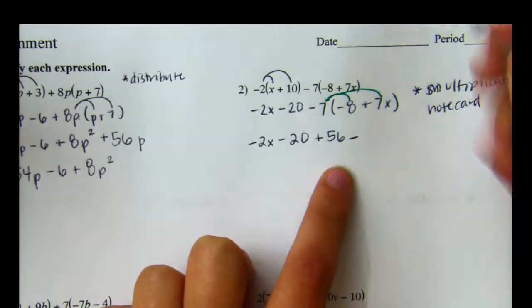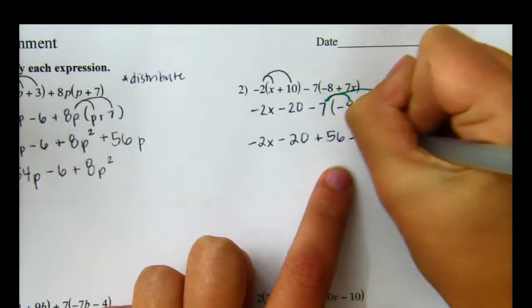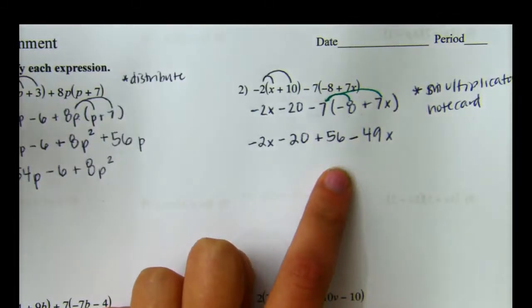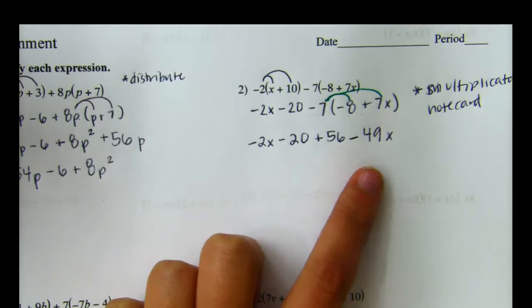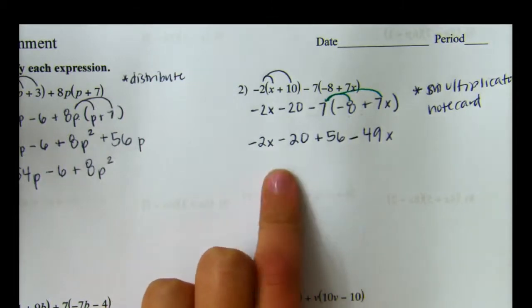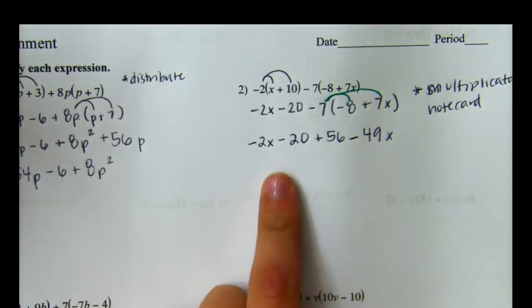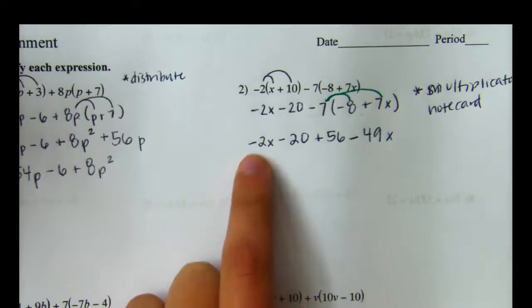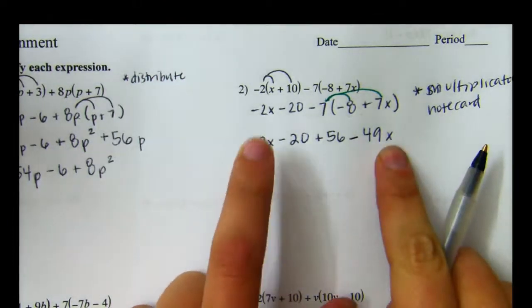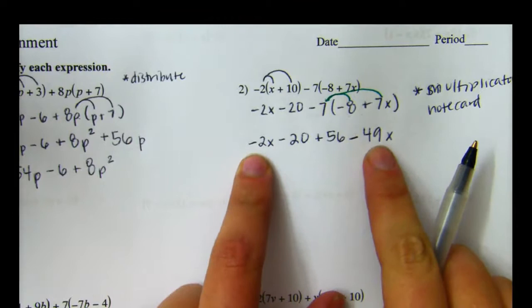7 times 7 will give me 49, and then my x will be tacked on at the end. Are there any terms that I can combine, or am I done simplifying? Okay, I've got some terms I can combine. Let's look at my x's first. So negative 2x and a negative 49x.